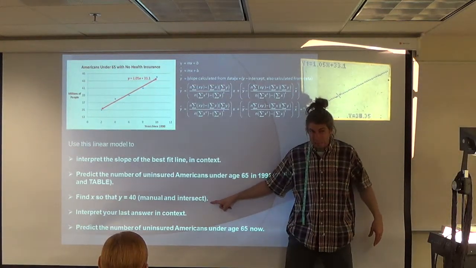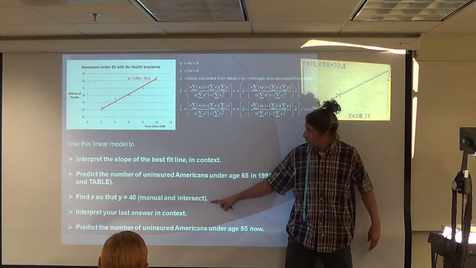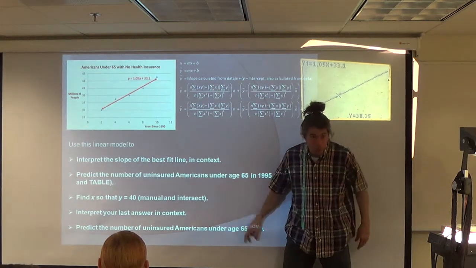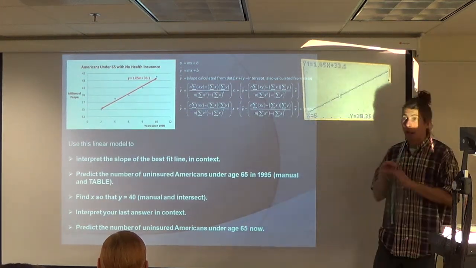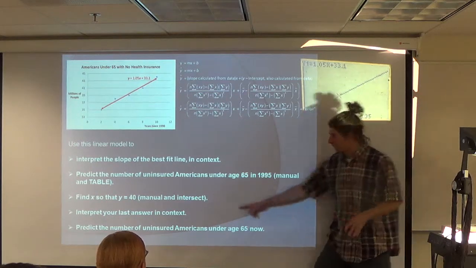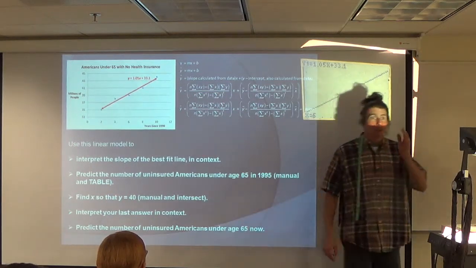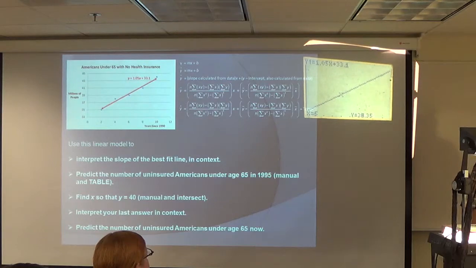Find X. Next question down here. Find X so that Y equals 40. Now that is a pure algebra question. That is not contextual. I'm going to make it contextual here momentarily. So find X so Y equals 40.